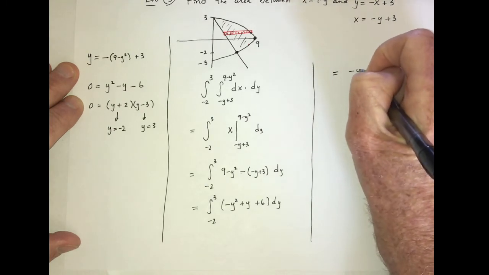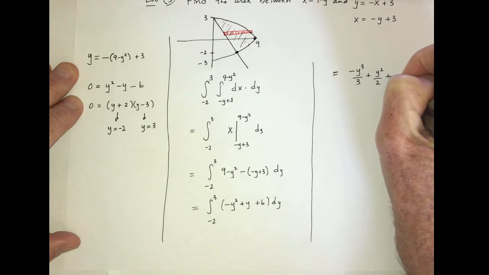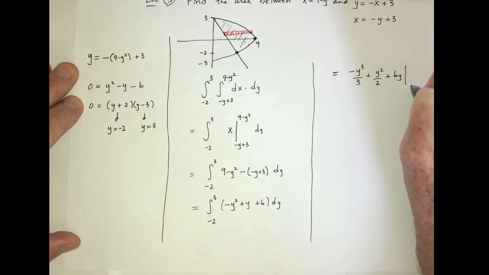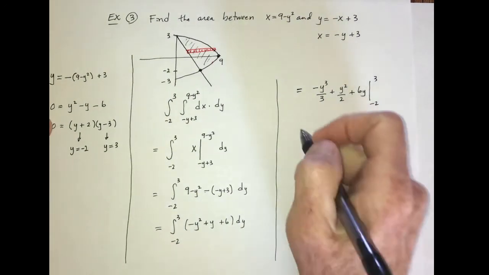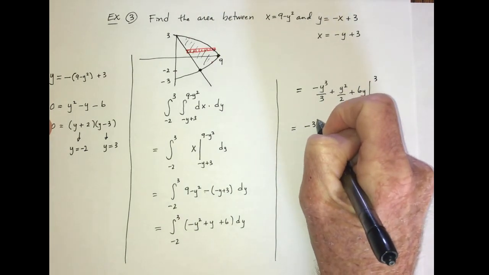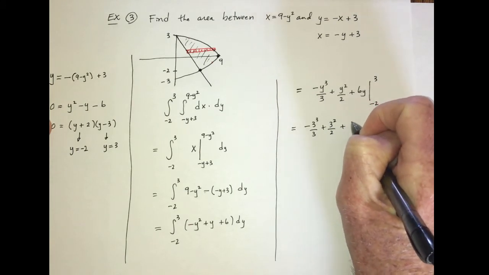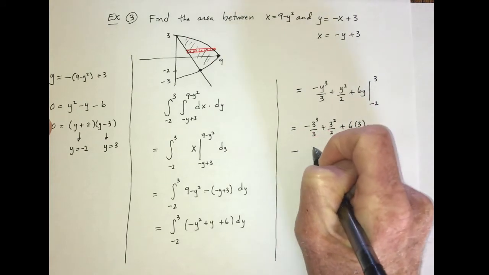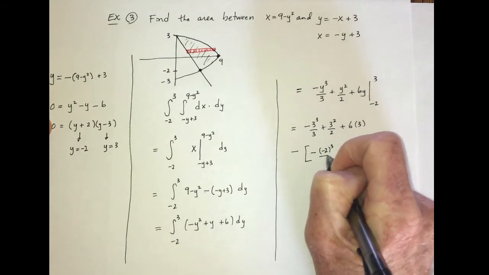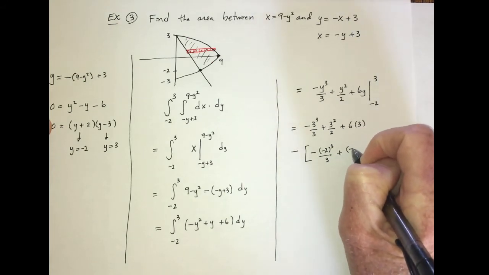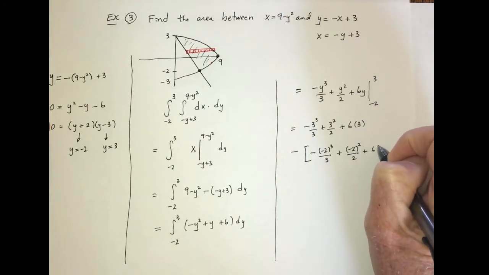So that's going to be negative y cubed over 3 plus y squared over 2 plus 6y being evaluated from negative 2 to positive 3. So negative 3 gets cubed over 3 plus 3 gets squared over 2 plus 6 times 3, and then minus negative of negative 2 gets cubed over 3 plus negative 2 gets squared over 2 plus 6 times a negative 2.